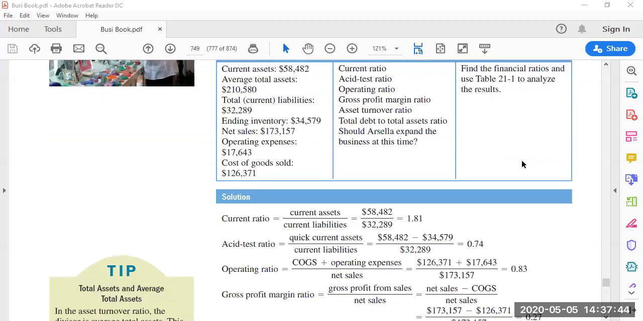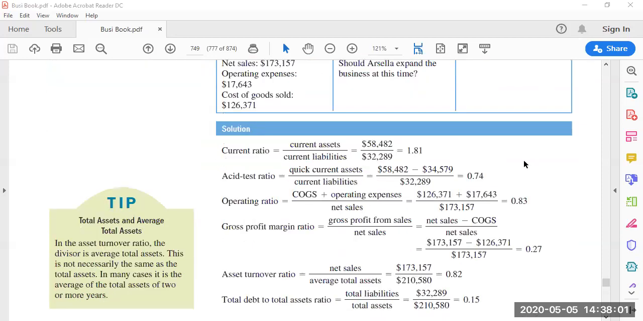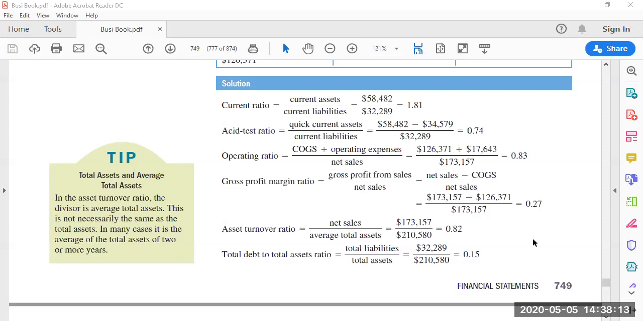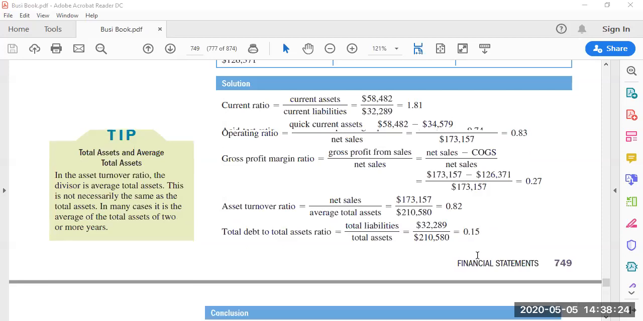Her current ratio is 1.81, not bad. Asset test ratio, 0.74, not as good as it should be. Remember, we want greater than 1 for these. Operating ratio, 0.83. Gross profit ratio, 0.27. Asset turnover is on the high side, 0.82, and then debt to total assets, 0.15. That's kind of low. That's good. So let us find out.